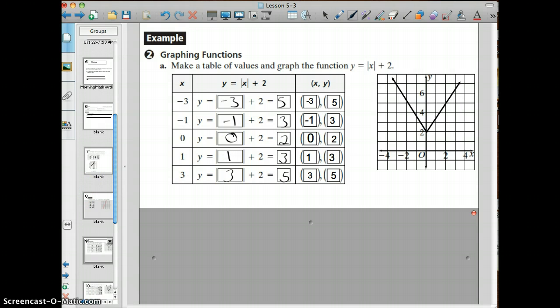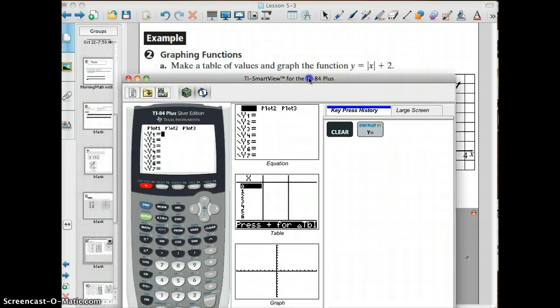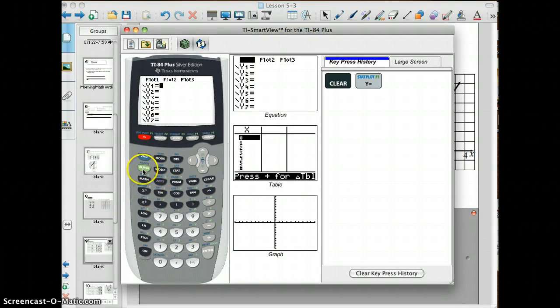And if you go to the graphing calculator, which I promise to get to very soon, so as we go to our graphing calculator, you're going to want to press the y equals button. And we're going to graph y equals the absolute value of x plus 2. In our graphing calculator, in order to graph absolute value, you're going to press the math button.